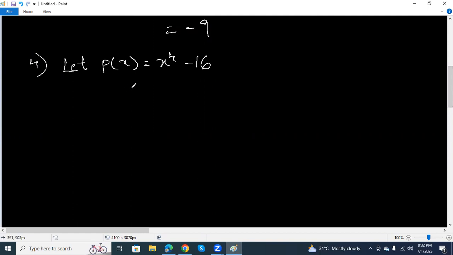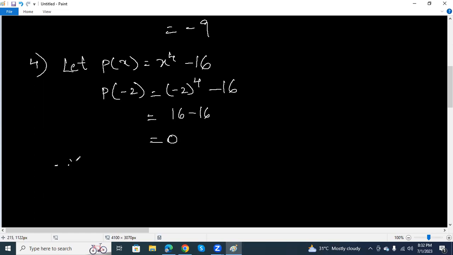Okay, they said minus 2 and 2 are the zeros. Let's check. P of minus 2, we will put minus 2 whole power 4 minus 16. When a negative number is raised to the even power, the result is positive. So 2 power 4 is 2 to the 4, 4 to the 8, 8 to the 16. 16 minus 16, which is 0. Therefore, P of minus 2 is a zero of the polynomial.